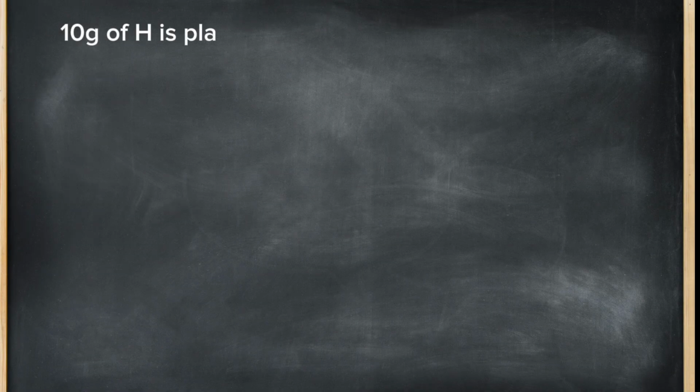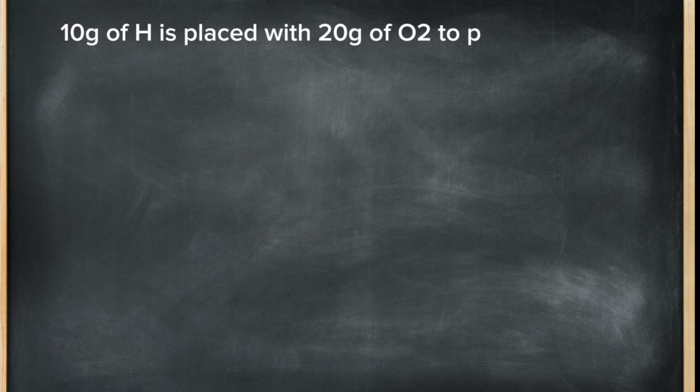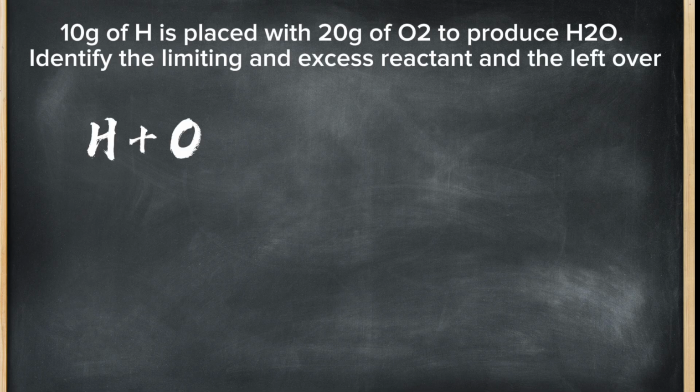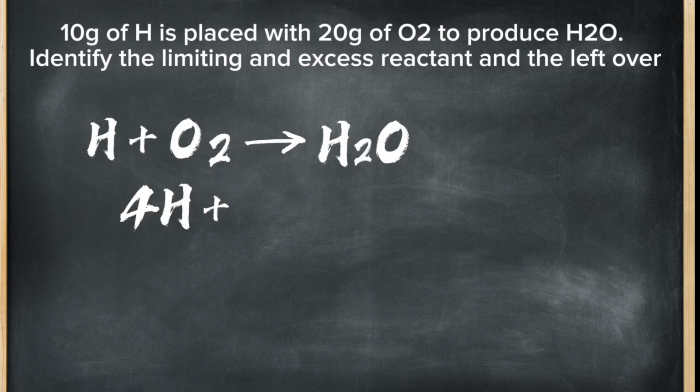10 grams of hydrogen is placed with 20 grams of oxygen to produce water. Identify the limiting and excess reactants and the leftover. The equation is hydrogen plus oxygen yields water. First, let's balance the equation.